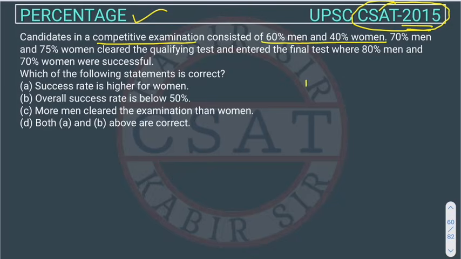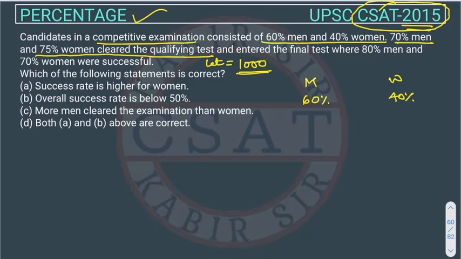So how many percent men are there? 60%, and women are 40%, right? 70% men and 75% women cleared the qualifying test. So let's suppose the total number of candidates in the exam is 1000. Why am I taking 1000? Just to make the calculation easy, right? So total candidates are 1000. 60% are men, so the men will be 600 and the women will be 400.